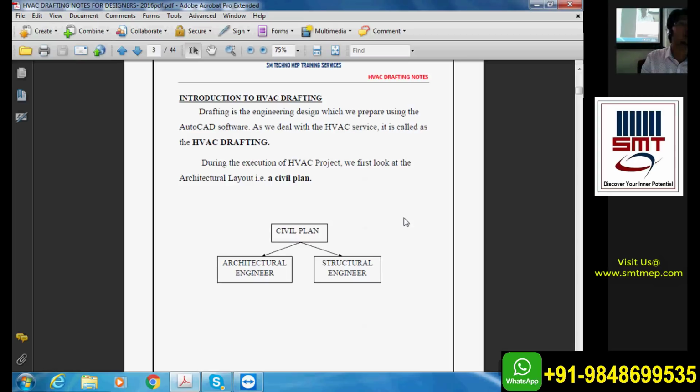There are going to be pillars. There are going to be slabs. Right? So all those things are going to come under the structural drawing. When these two things mix, they are going to merge together. A civil plan is going to be constructed, which is important for us to start our phase of construction.